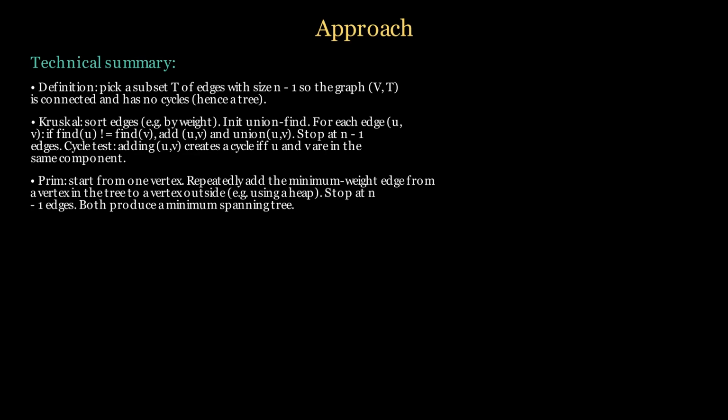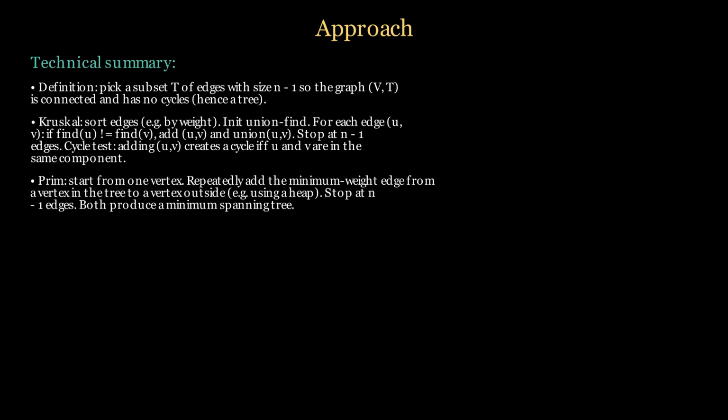Technically, we pick a subset T of edges of size n-1 so the graph on those edges is connected and acyclic, that's a tree. Kruskal: sort the edges, for example by weight. Initialize union find. For each edge, if the endpoints are in different components, add the edge and union them. Stop at n-1 edges. The cycle test is: adding an edge creates a cycle if and only if the two endpoints are already in the same component.